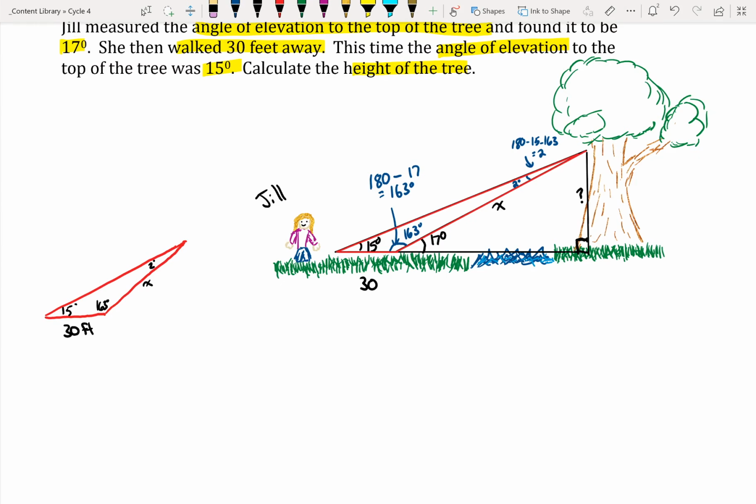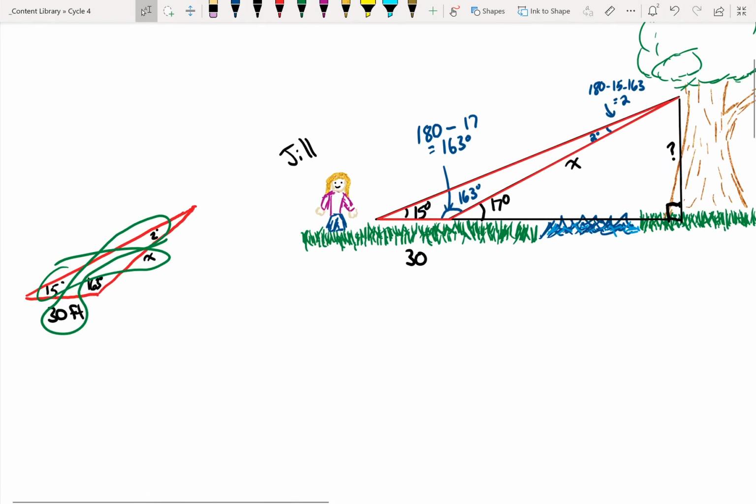But what I should be able to see is that I have half a pair here and a full pair here. It might be a little bit hard to see because the triangle is a little bit small, but I have the angle and its paired side, and an angle, and I'm missing a side. So I have a full pair and half a pair. So that means I'm using my sine law.